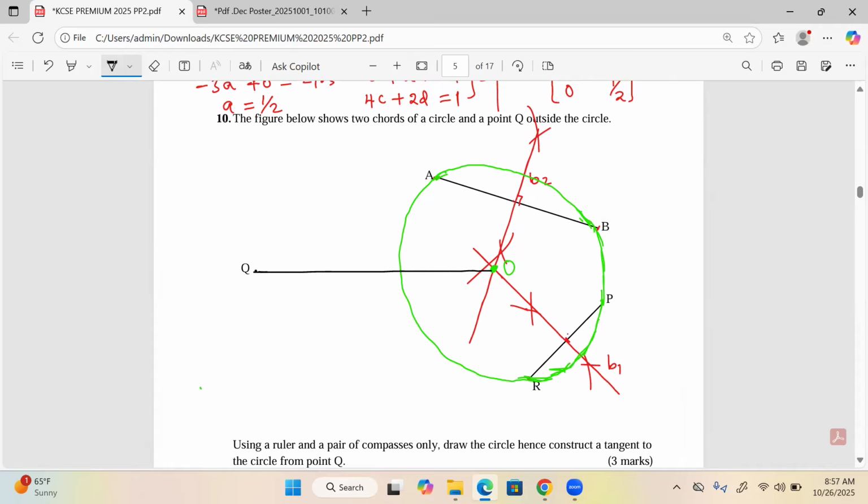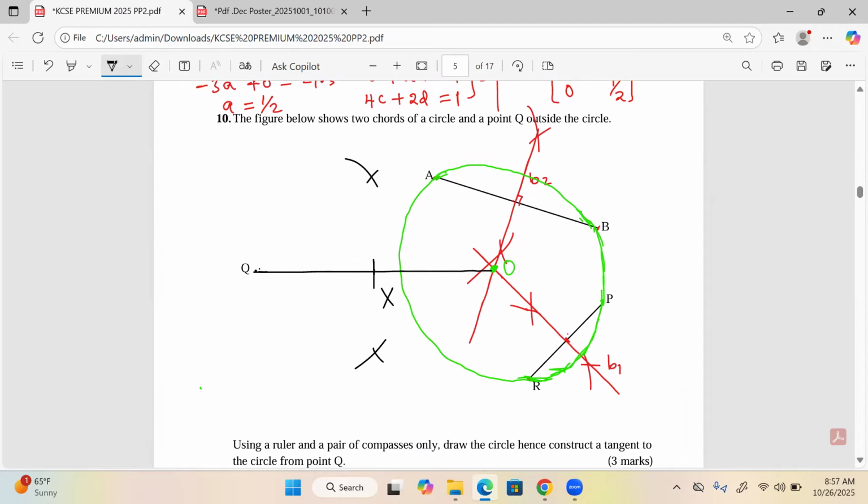Bisecting QO. So you stand at Q, you make an arc. Also make an arc here. Then standing at O, you cut those arcs. So you should be able to identify the mid like that. We can even call it point X. Yeah, point X like that.